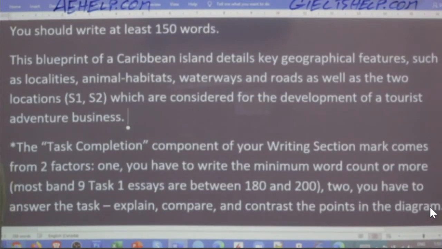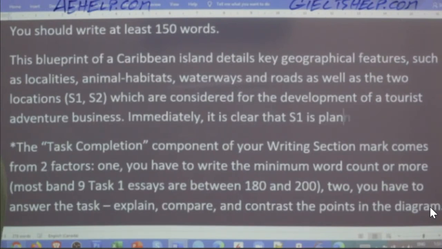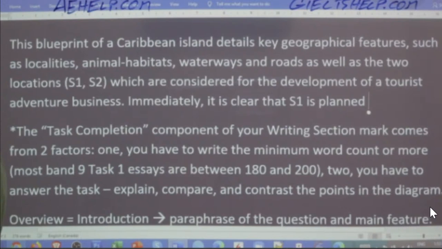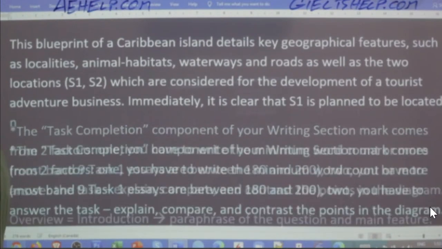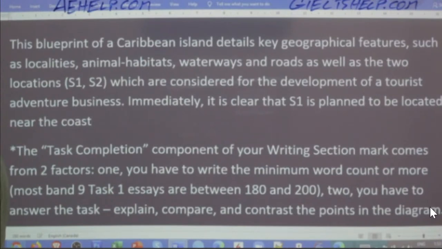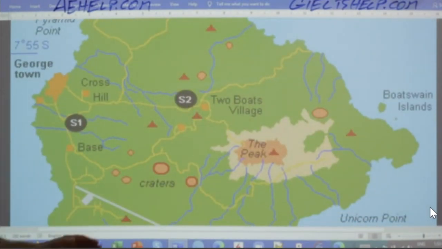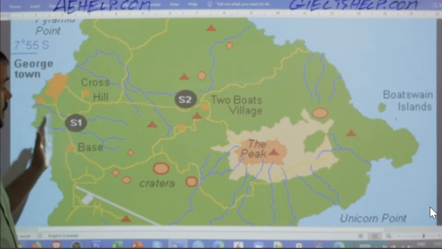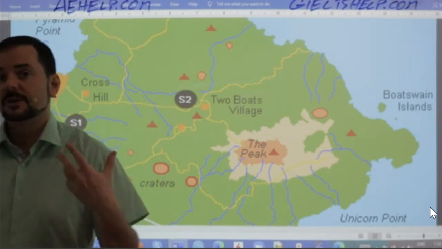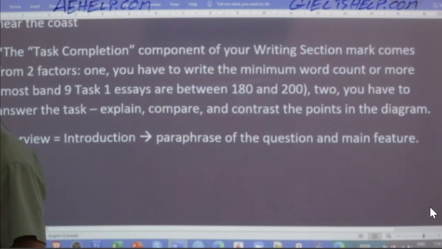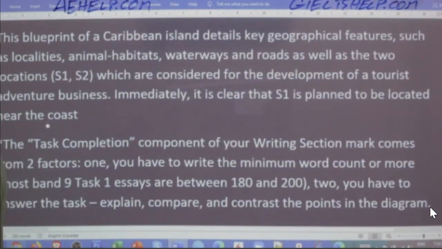So immediately it is clear that S1 is planned to be located near the coast. And if I want to be more specific using details, so this would be, of course, the east. This would be the west. So west coast is more specific, and I'm going to pick up more marks for that, okay? So is located near the west coast of the island.